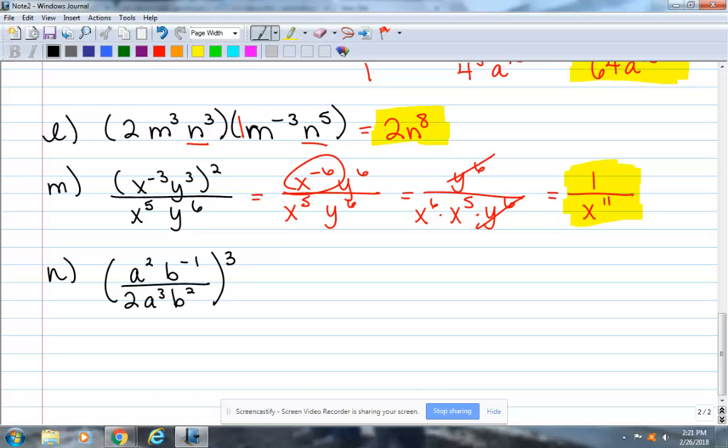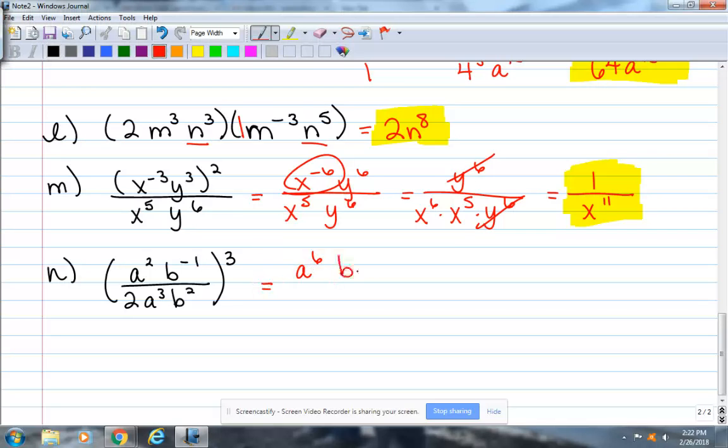A squared. 3. It's not 3 times it, though. It's, okay, but you got to say what it is. It's a squared to the 3rd power. Power of power, so you multiply. A to 6. Yes. So everything's getting a 3rd power. If it's in the parentheses, it's getting a 3rd power. So a to the 6th power.